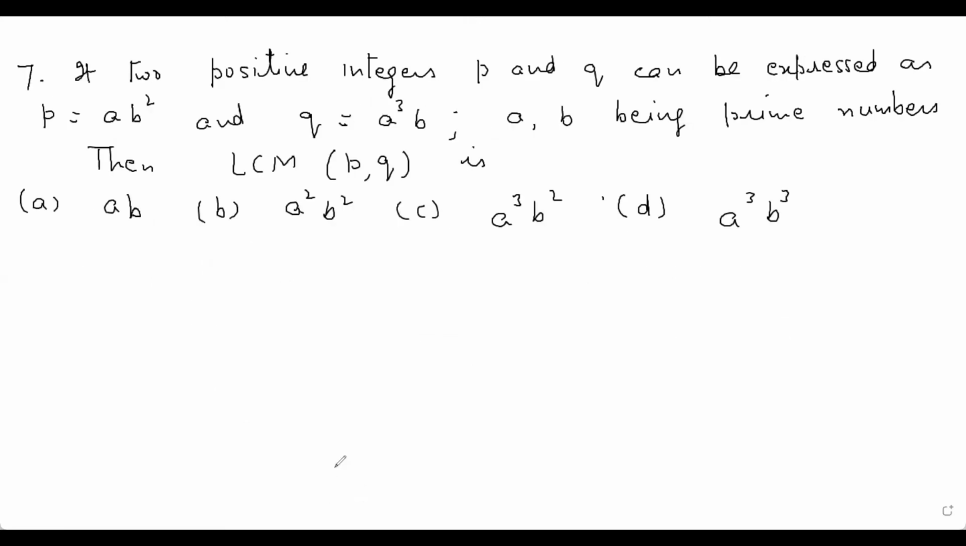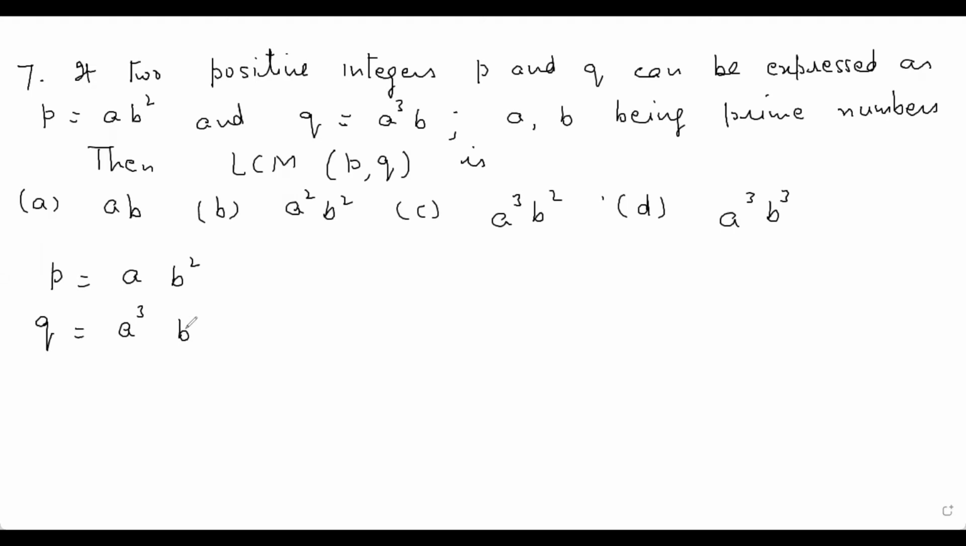Now the question is, if two positive integers p and q can be expressed as p is equal to a b square and q is equal to a cube b, a and b being prime numbers, then LCM of p and q is, there are 4 options: ab, a square b square, a cube b square, a cube b cube. You have to find the right one. Here p is equal to a b square and q is equal to a cube b. So I am to find their LCM.